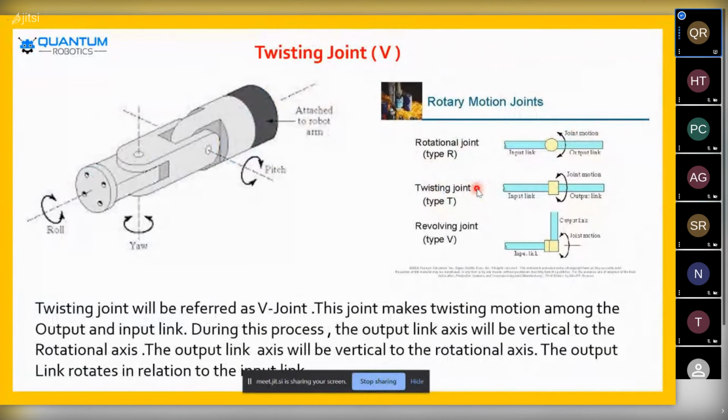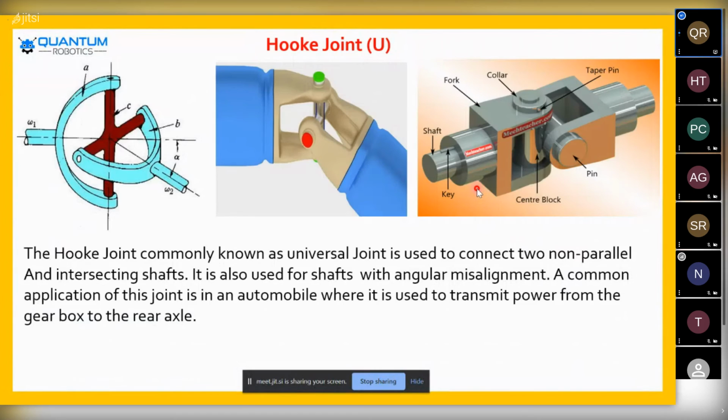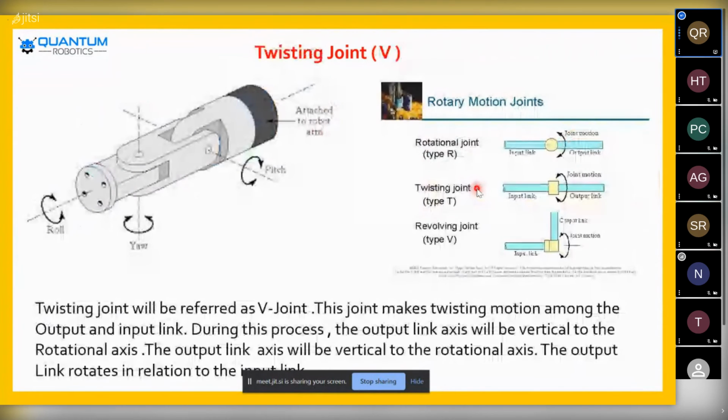The twisting joint is represented as V, and the hook joint is U. Here you are going to learn about the twisting joint and the revolutionary joint you have learned, and what the differences between the rotary revolutionary joint and the twisting joint are. The revolute joint is type R, and type V means the twisting joint.